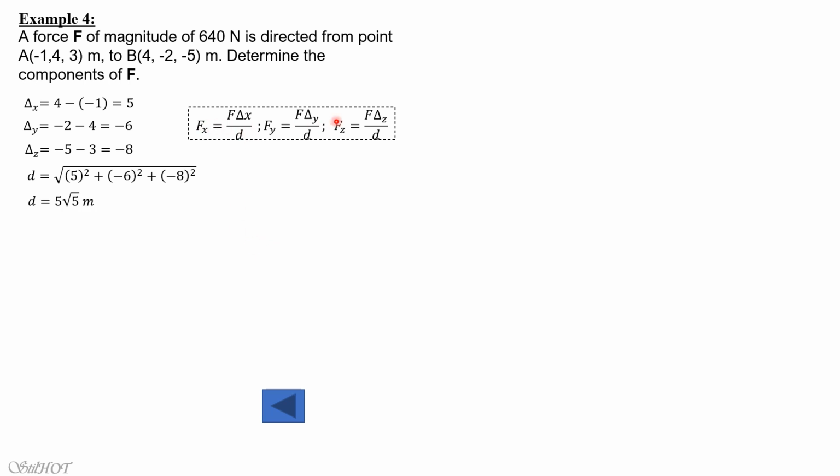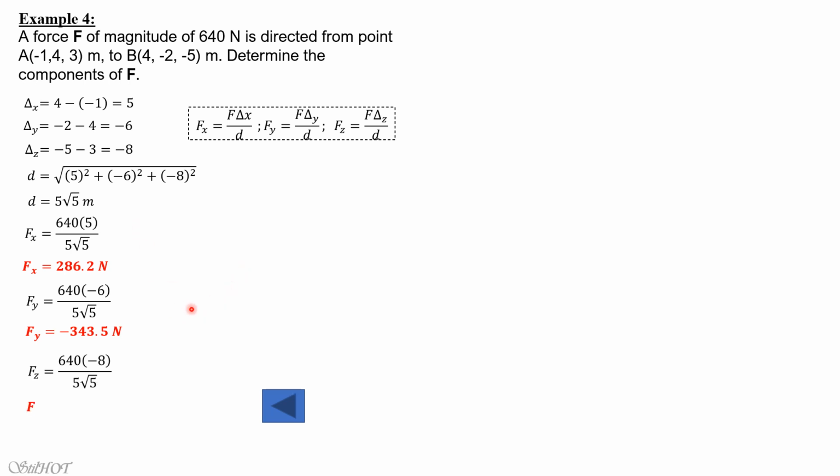So substitute into the formula: Fx equals 640 times 5 over 5 square root of 5. So Fx is 286.2 newtons. Fy is 640 times negative 6 over 5 square root of 5, so Fy is negative 343.5 newtons. And Fz is 640 times negative 8 divided by distance 5 square root of 5. So Fz is negative 457.9 newtons.